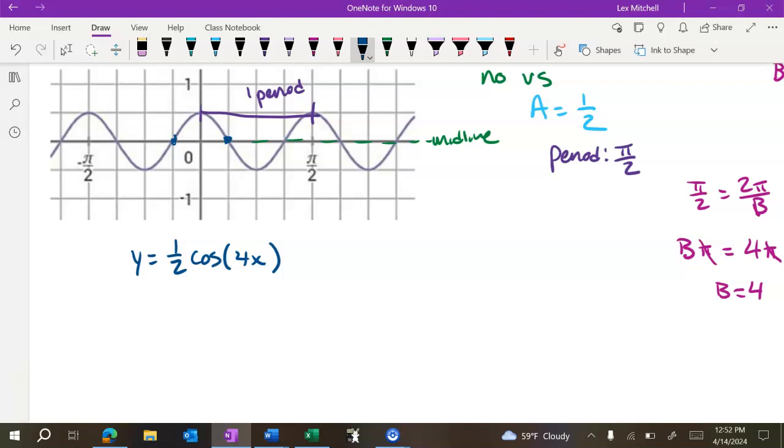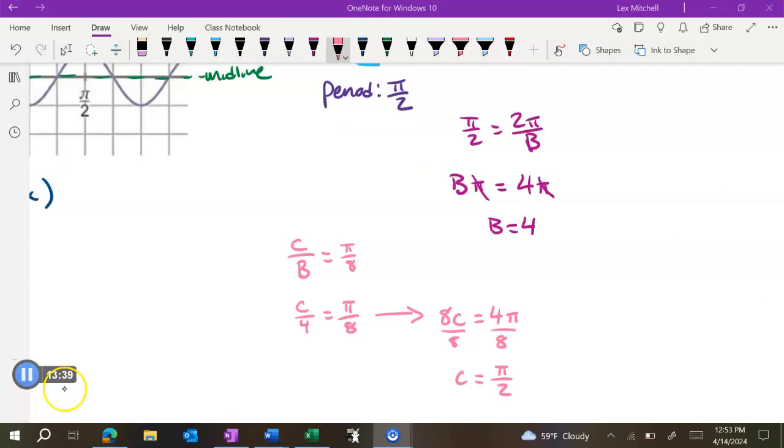Now, I see that there are 4 marks that get us to pi over 2. So I'm going to take pi over 2 divided by 4, and I'll get pi over 8. So each mark is pi over 8. So once again, pi over 8 is not my c value because my phase shift is c over b. So I have to calculate that. So I'm setting c over 4, because I have a b value of 4, equal to pi over 8, because that's how far I'm moving. I'm going to cross multiply to get 8c equal to 4 pi, and I end up getting that once again my c value is pi over 2.